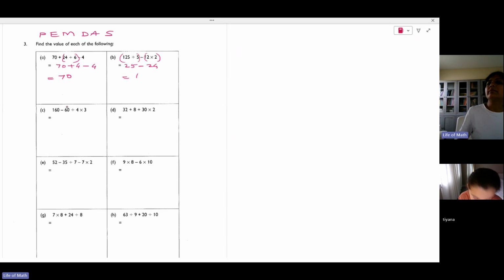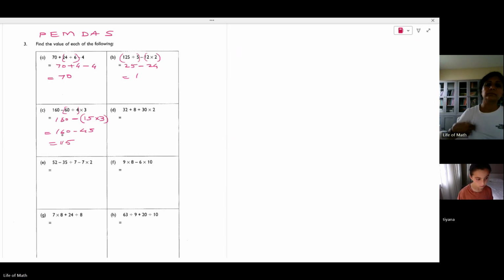First, I will create the first parenthesis on 60 divided by 4. So 160 minus 60 divided by 4 is 15 times the 3. Then I create a second parenthesis around 15 times 3. So this is again 160 minus 45. And that will be 115. Is it making sense, Gianna?